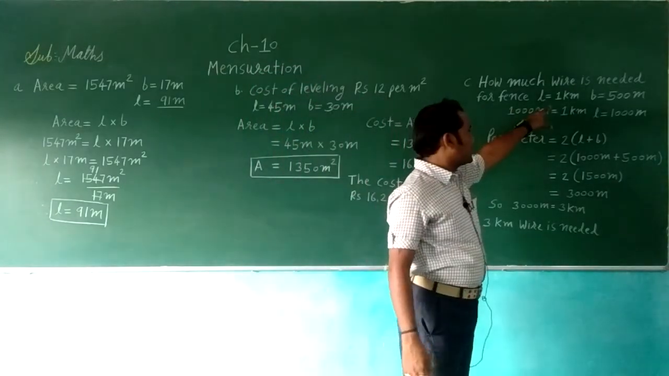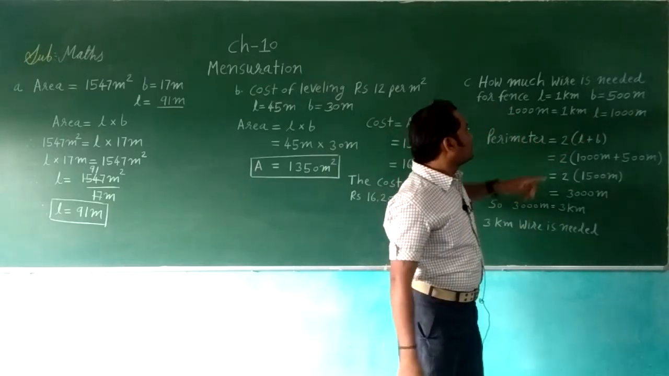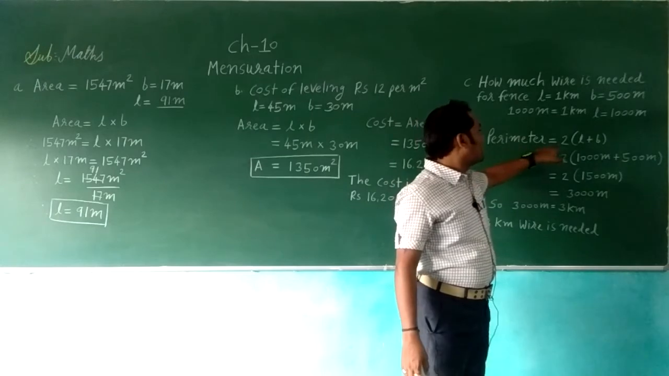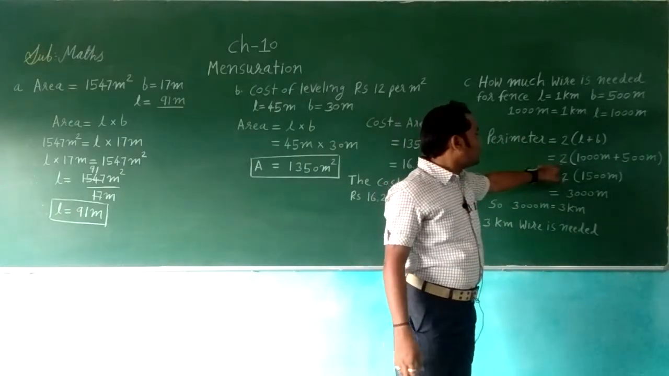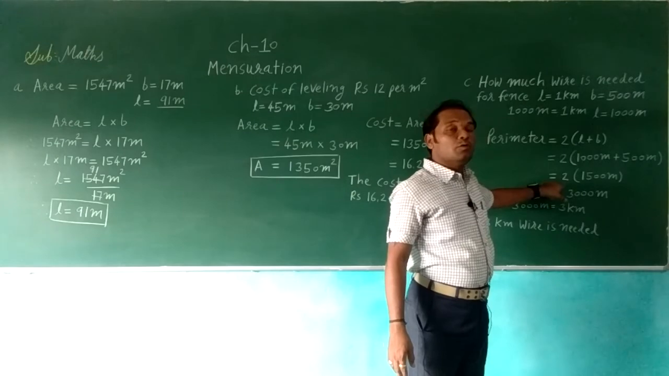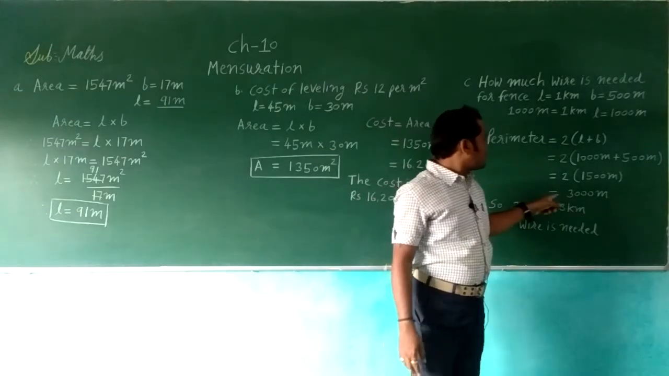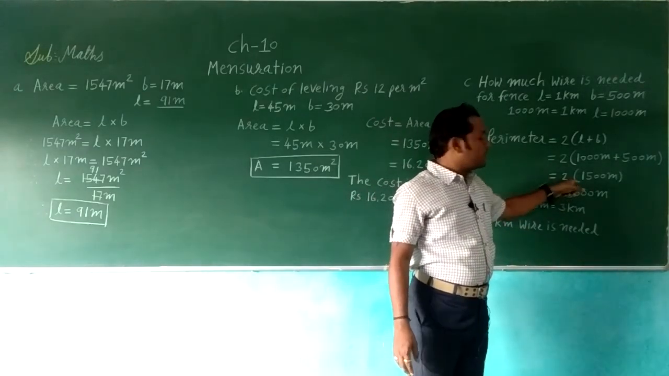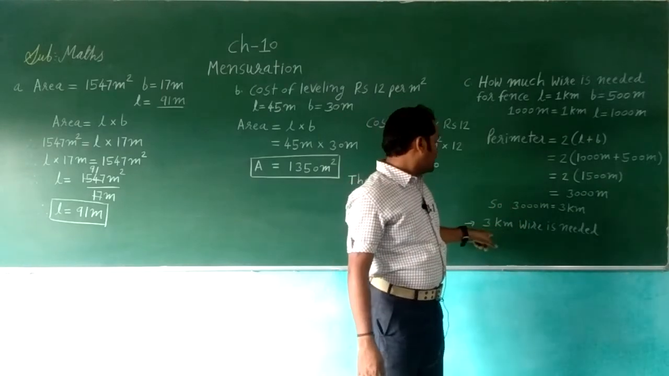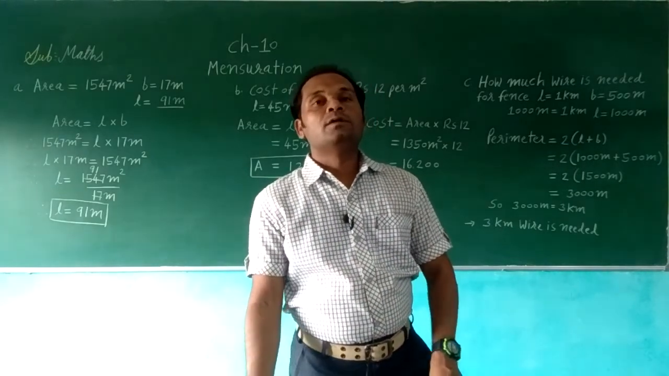First of all, we changed kilometer into meter because the breadth is given in meter. So now length is in meter and breadth is in meter. The perimeter formula we write is 2 bracket L plus B. 2, length is 1000 meter, breadth 500 meter. 1000 meter plus 500 meter is 1500 meter, and 1500 multiplied by 2 is 3000 meter. So 3000 meter is equal to 3 kilometer. So 3 kilometer wire is needed. So this way we can easily find the perimeter. So I hope you understand.